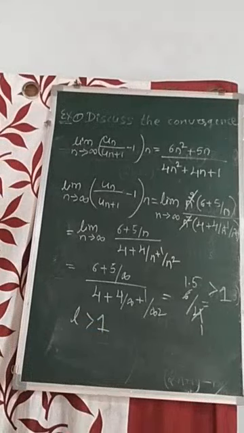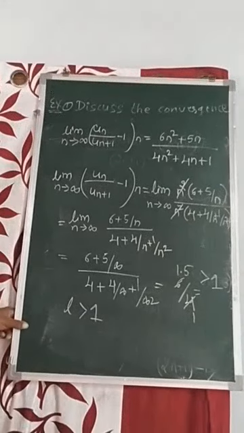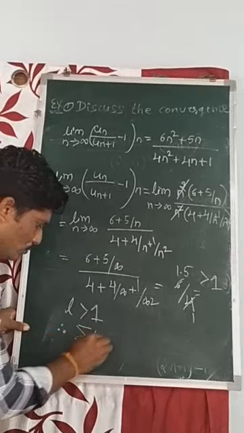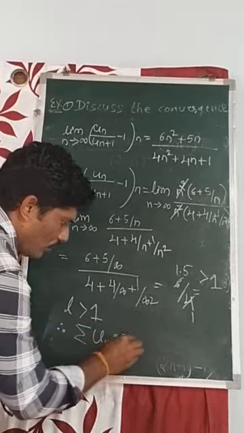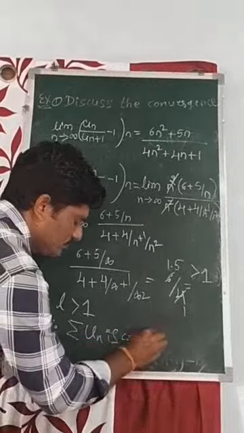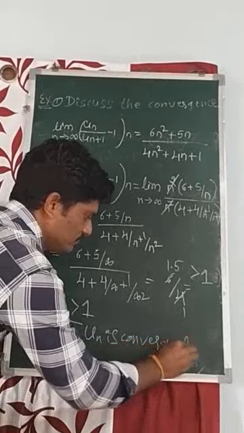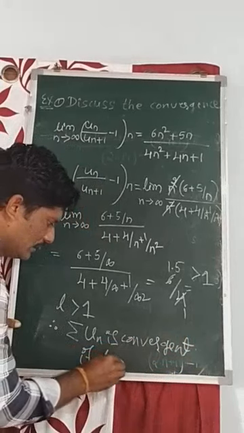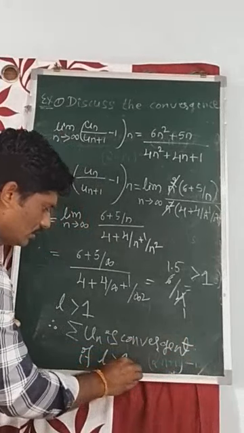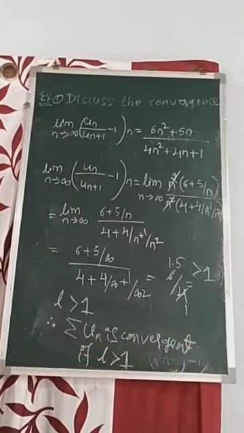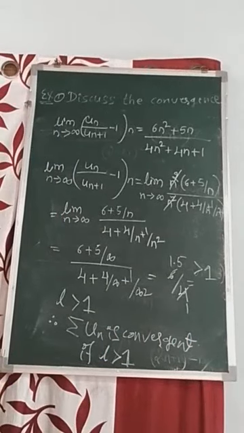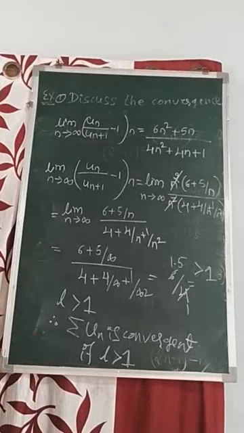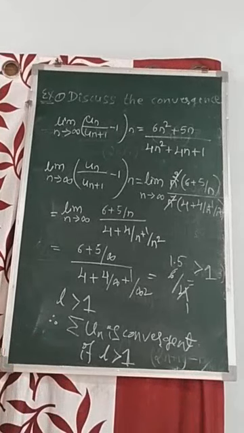By Raabe's test, it is convergent. Therefore, summation of un is convergent if L is greater than 1. Okay, this is example number 2. Okay, next class we will discuss the other examples.